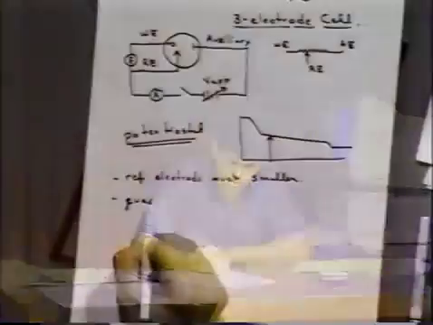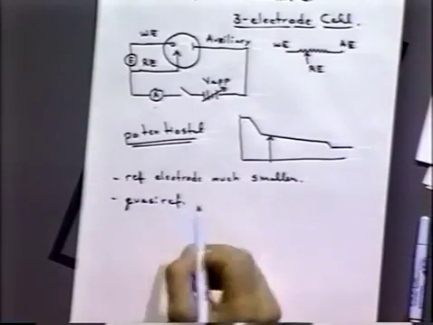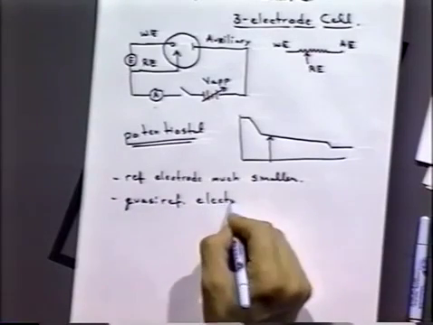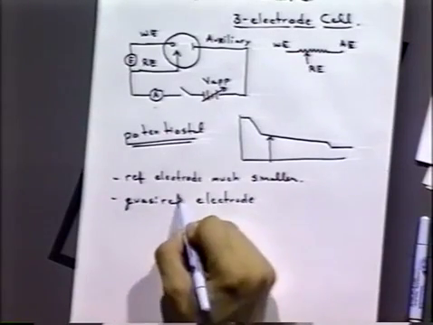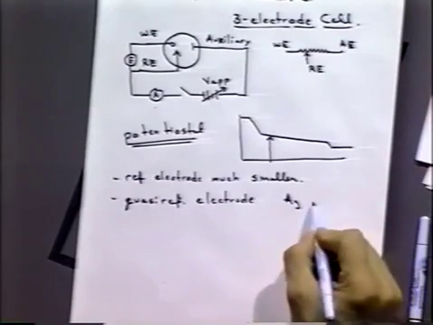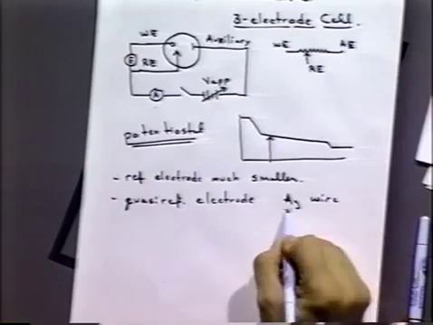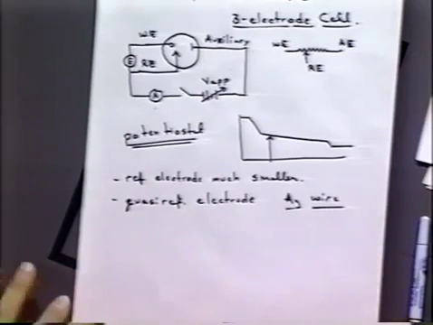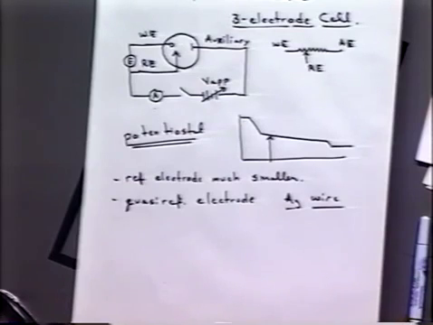One good example is what they often call a quasi-reference electrode, which is, for example, something as simple as a silver wire. Now, a silver wire in a solution doesn't have a fixed potential, but as long as we're not required to pull any current out of it, it actually can be poised at a potential long enough to be useful in the system.